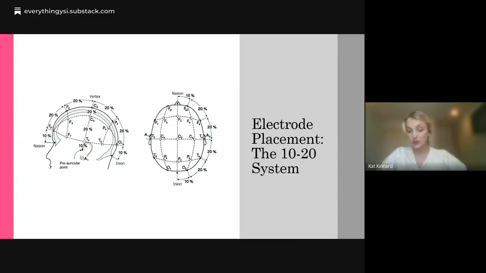And then each electrode location also has a name. The letters correspond to different regions of the brain. So these electrodes that say FP, that's for frontopolar. F is frontal, C is central, T is temporal, A is auricular, which is just the ear. Those are used kind of as a ground. And then P is parietal, and O is occipital. And the numbers tell us which side of the head you're on. So the even numbers are going to be the right side of your head. The Z is the midline or the vertex. And then the odd numbers are the left side of your head.